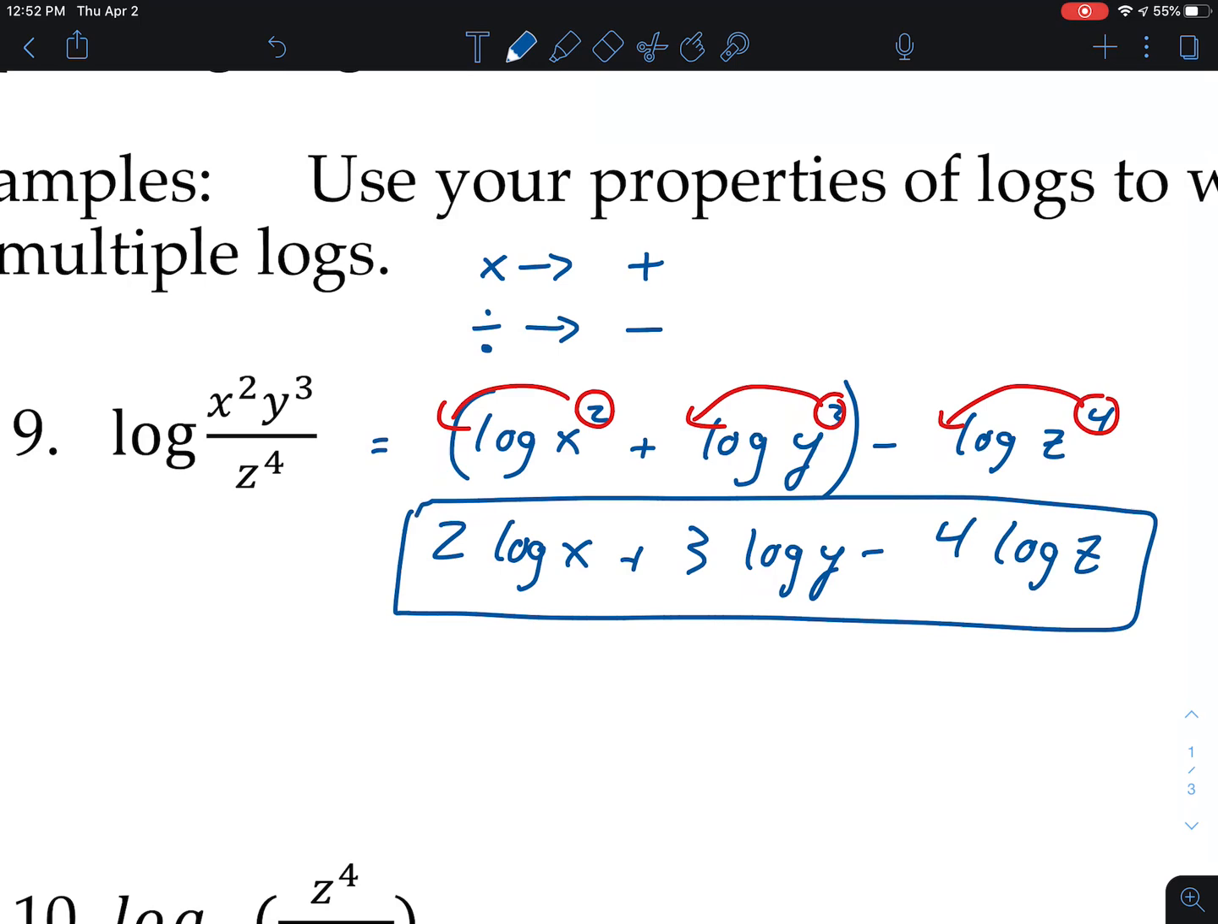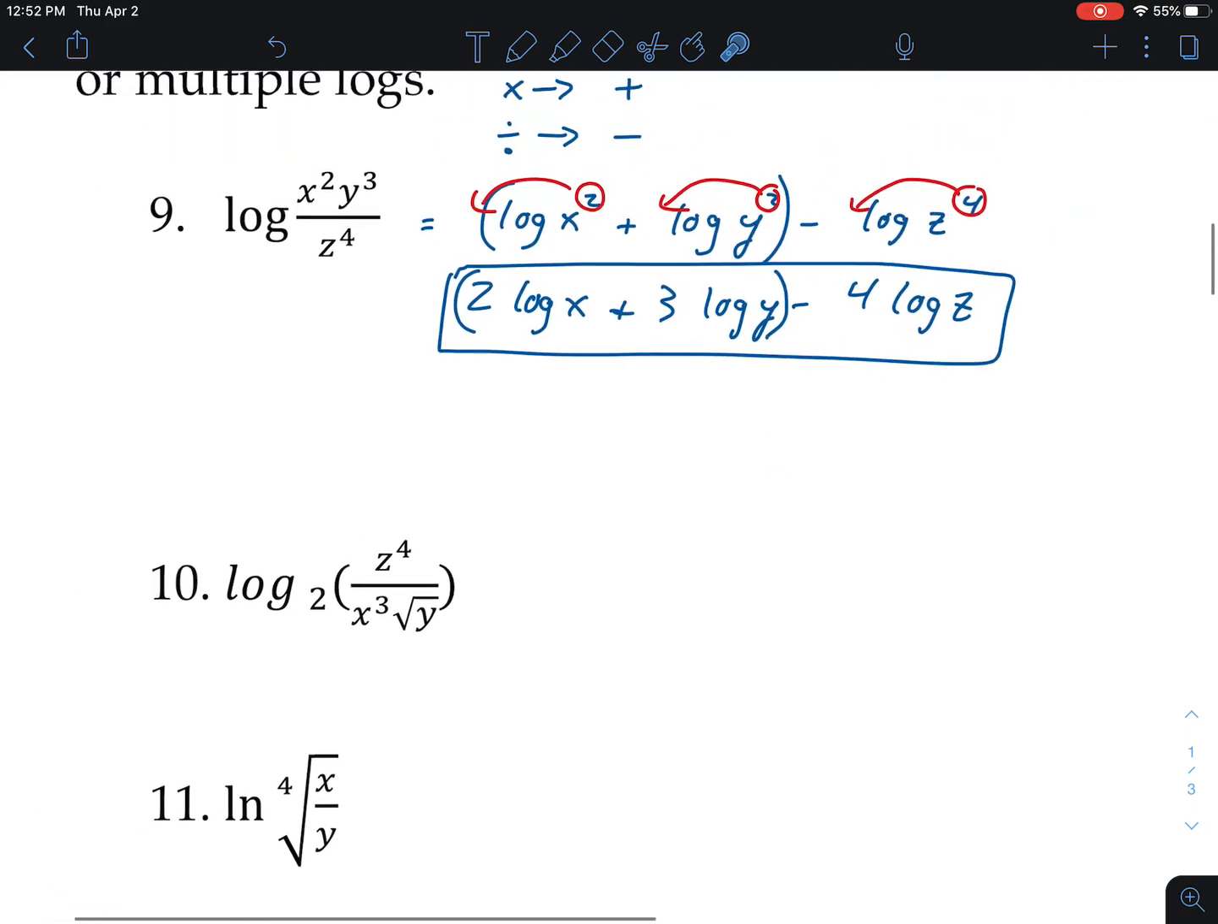And there is my answer. Again, I could write it like this if I wanted, but that's fine. I have my powers in front, my subtraction and my plus signs, and then obviously to go back, we should be able also to go back. No problem there. Nice, easy first one. Let's look at the second one.